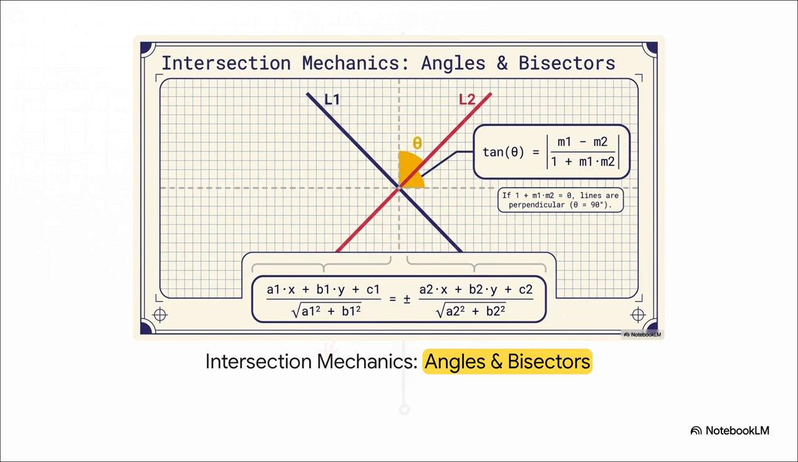We can use the tangent formula right here to calculate the precise angle theta between any two colliding lines, just by plugging in their slopes. If the numerator evaluates to 0, boom, the lines are parallel. If the denominator evaluates to 0, you've got a perfect 90-degree perpendicular intersection. It's like a built-in cross-check.